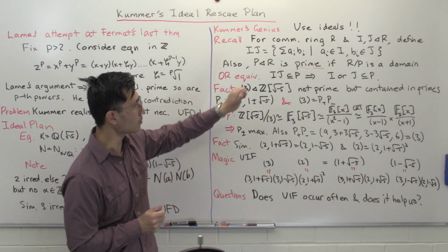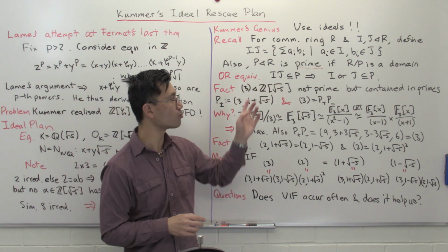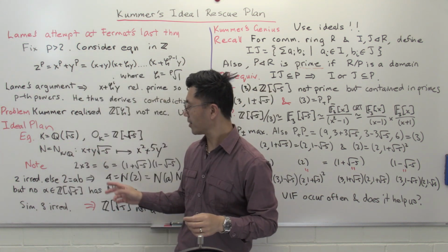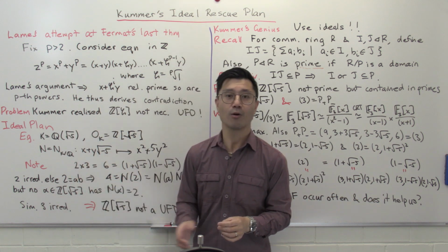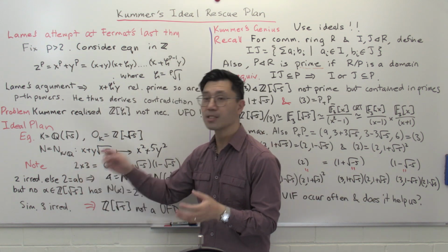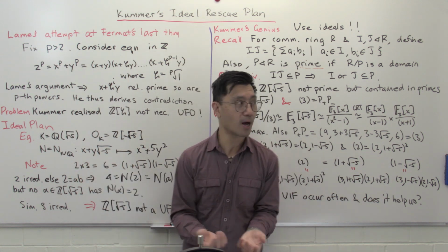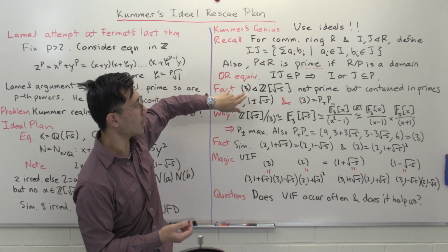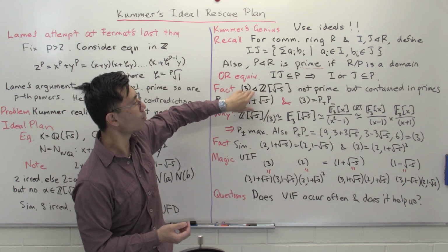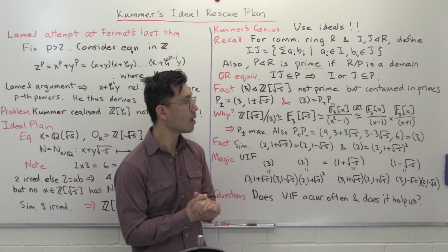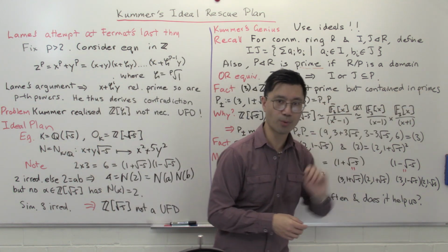So let's have a look at this ring here and this 3 and this 2, but rather not as elements, but as the ideals generated by them. So let's look at the ideal 3. Well, the point is that this ideal 3 is not prime. But it is contained inside 2 primes.